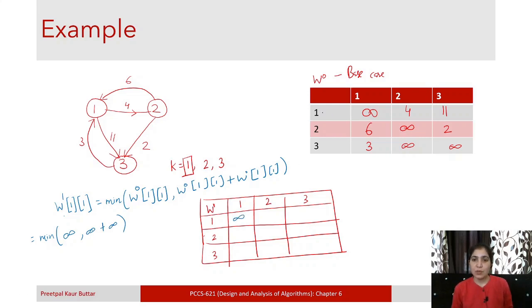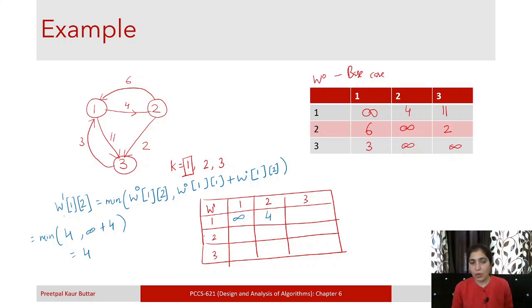Now let us move to the next cell. This is 1, 2. J is 2 now, so only J will change. If we look at the previous case, 1, 2 is 4. And 1, 1 is infinity plus 1, 2 is 4. So it will be 4.